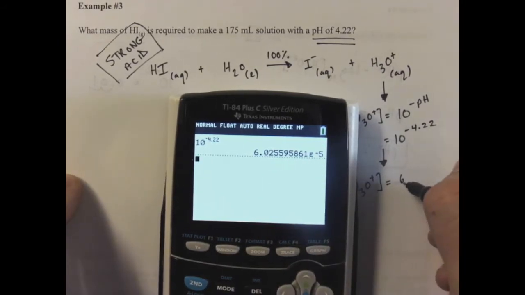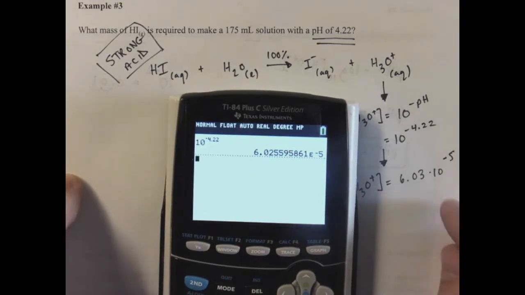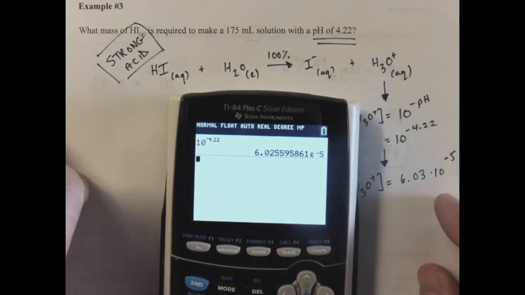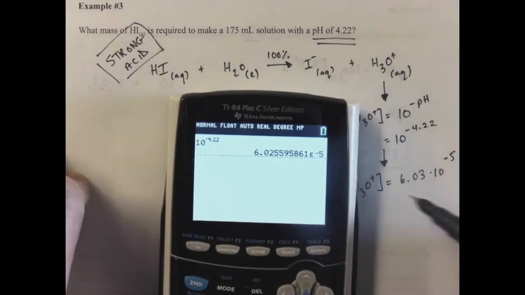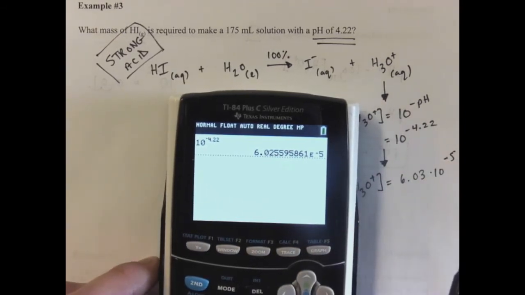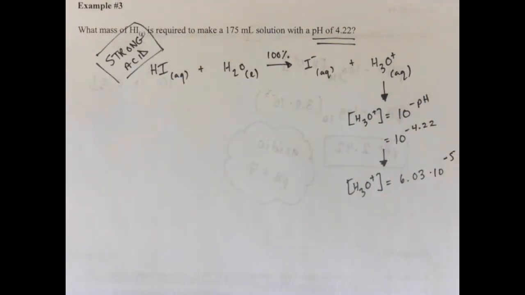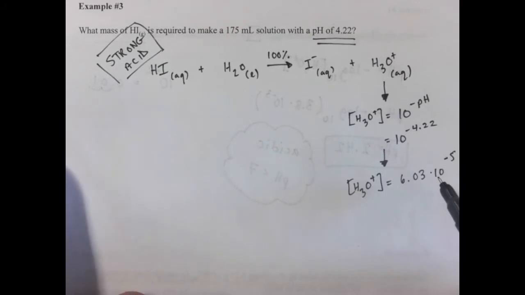It's like 6.03 times 10 to the negative 5, right? I didn't even really conserve sig digs there, but I'm not going to worry about sig digs until I get to my final answer, but just for the record, this is what that number is. I'm going to keep working with 10 to the negative 4.22. There's nothing wrong with doing that. In fact, it's maybe a little bit more convenient. So that's my hydronium concentration.